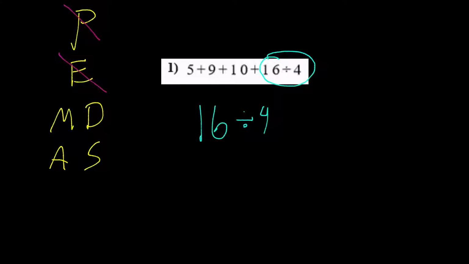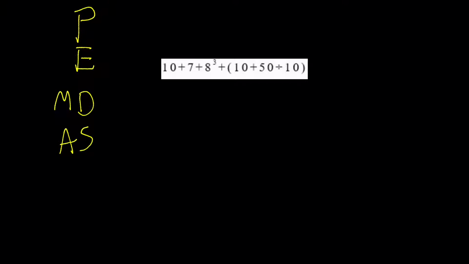Let's try a new example. So let's take a look at this second example now. And as you look at it, you're probably noticing, hey, this looks a lot more complicated. We've got addition, we've got exponents, we've got parentheses, and we have division. A lot of stuff going on here, but if we follow our order, we have a basic roadmap on how to go about solving this.